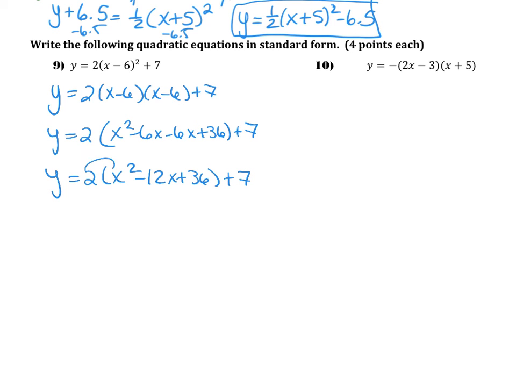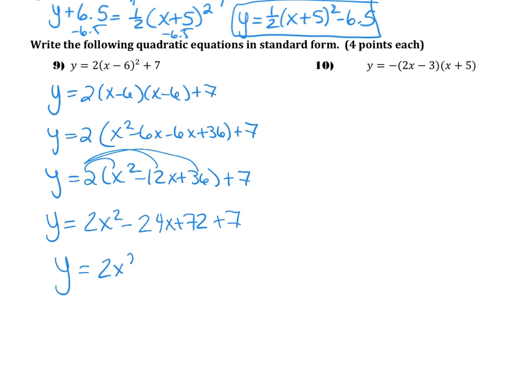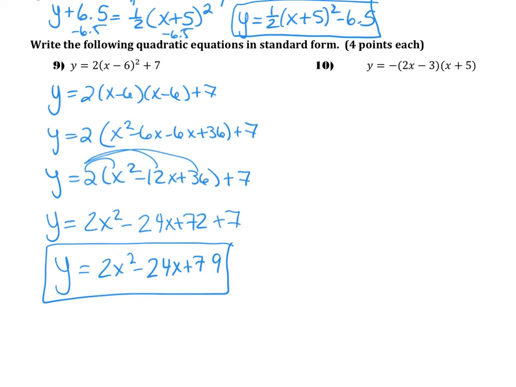Notice I keep parentheses around there because when I distribute the 2 in, I'm only going to distribute it to the inside part, not to the plus 7. The plus 7 will be added last because of order of operations. So this is what my final answer would look like. Make sure that you include your y equals since it's an equation.